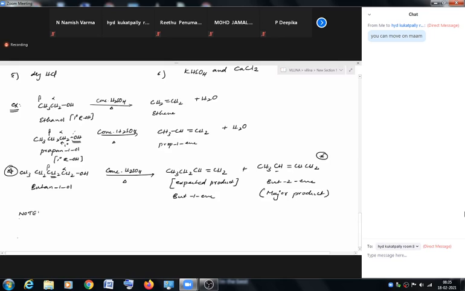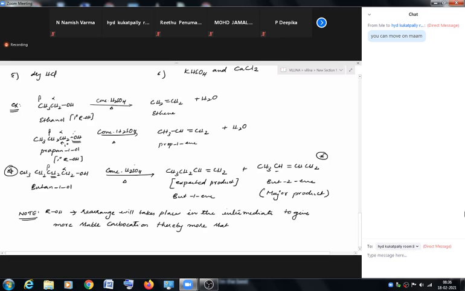So when it comes to dehydration of alcohols, rearrangement will take place in the intermediate, to give a more stable carbocation, thereby a more stable alkene. And we will see how exactly this rearrangement will happen.